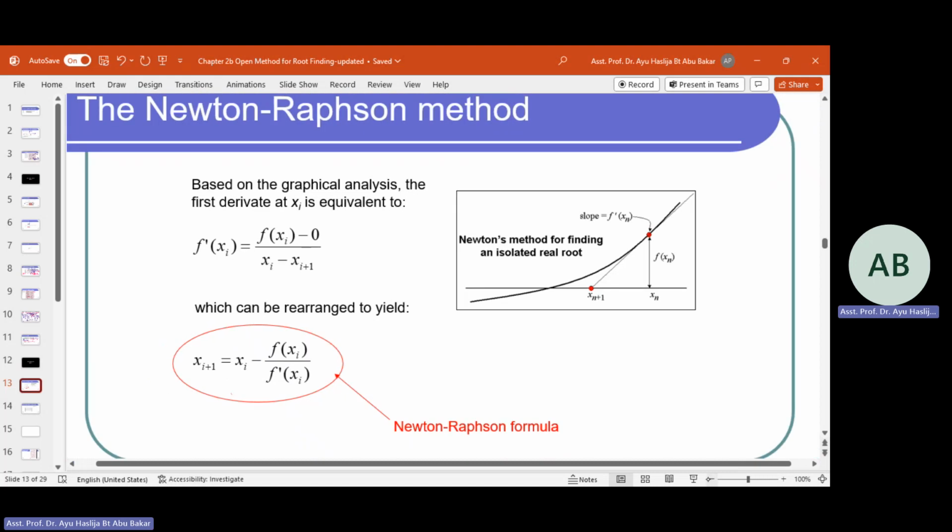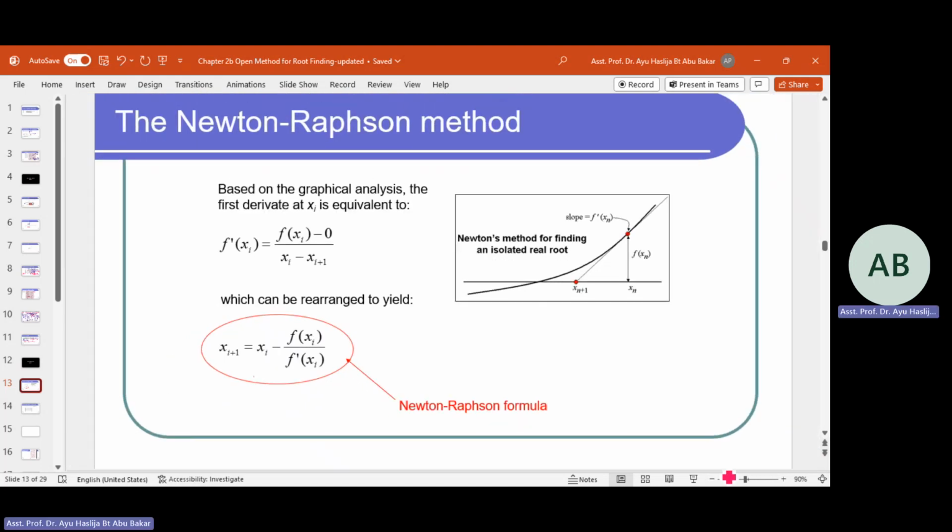But for Newton-Raphson, the assumption is when you are given one point, this is your given point, xi or xn, to find the new x, the new x, this one is x new, or sometimes xi plus 1. Okay, don't get confused with the subscript. Now, this is the initial point.